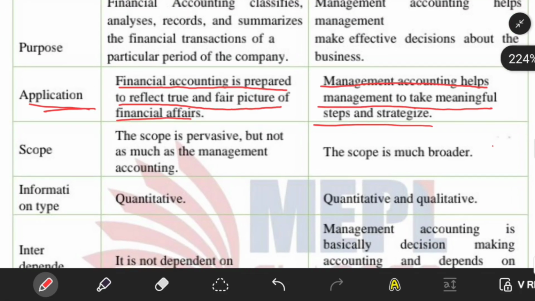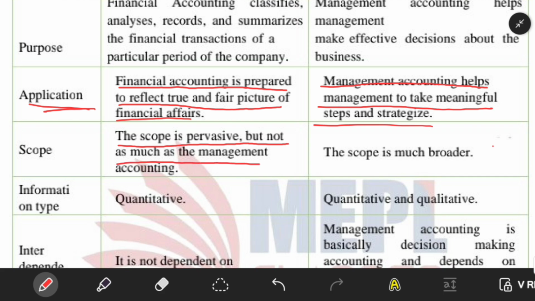Next is scope. The scope is pervasive but not as much as management accounting. That is, the scope of financial accounting is limited to recording the actual transactions and preparing reports. Whereas the scope of management accounting is broader. That is, the scope of management accounting is much wider. It includes financial data, cost data, budgeting, forecasting, performance analysis, etc. Okay. Next is information type.